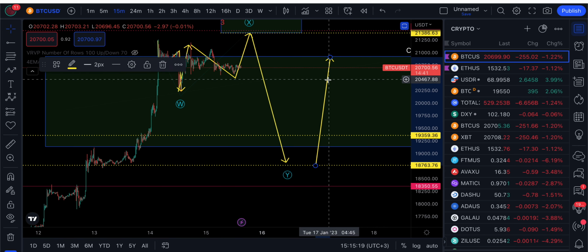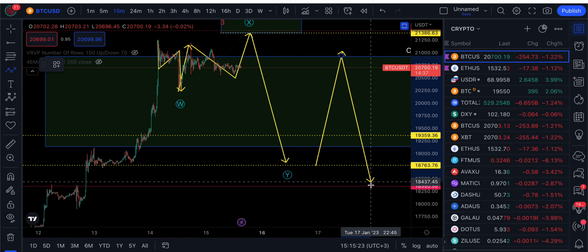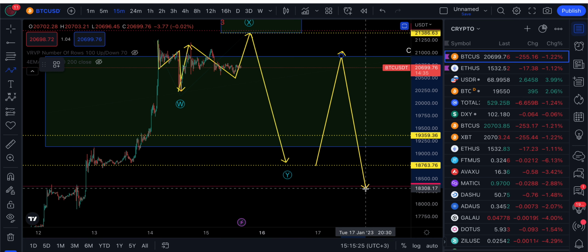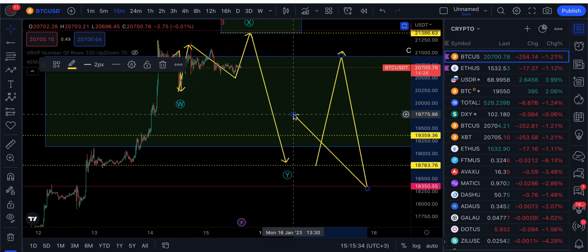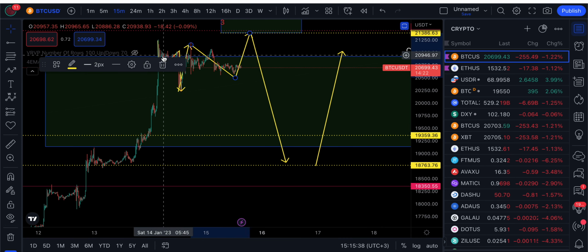Okay, so let's say it touches there. It goes up and then it comes down. I'm still going to wait until I see that this area has been touched. Once it's touched, I'm full-fledged bearish and I will be looking for a short. Well, that's basically my trading plan for BTC.